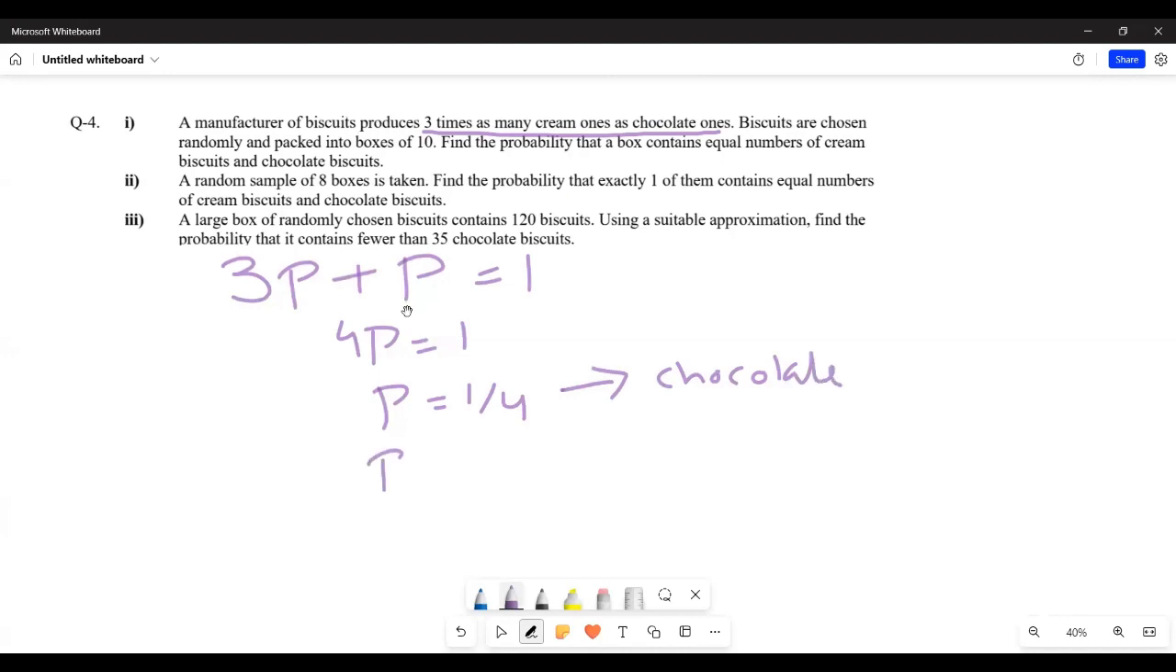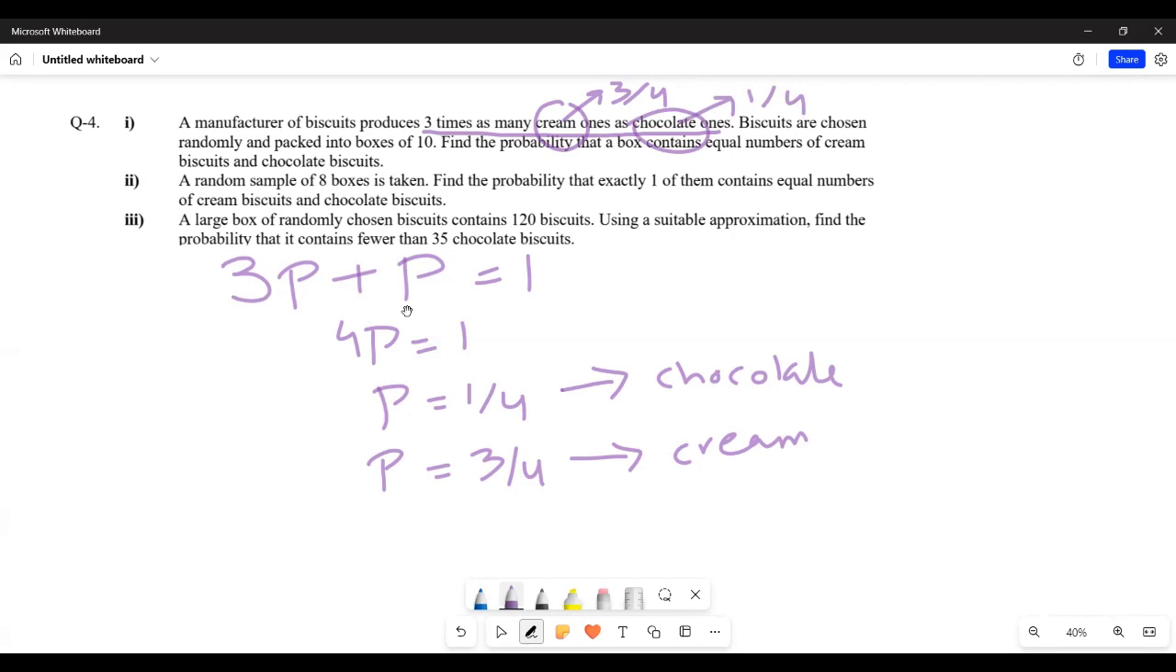So probability of cream biscuit would be 3 by 4. Let me just write it here. Probability of getting a cream biscuit is 3 by 4, and probability of getting a chocolate biscuit is 1 by 4.